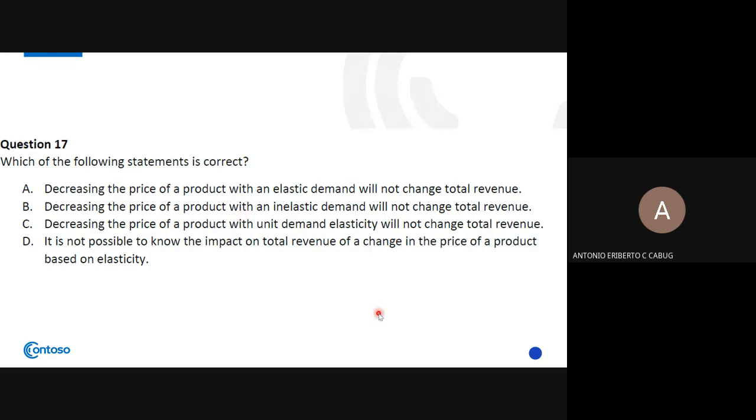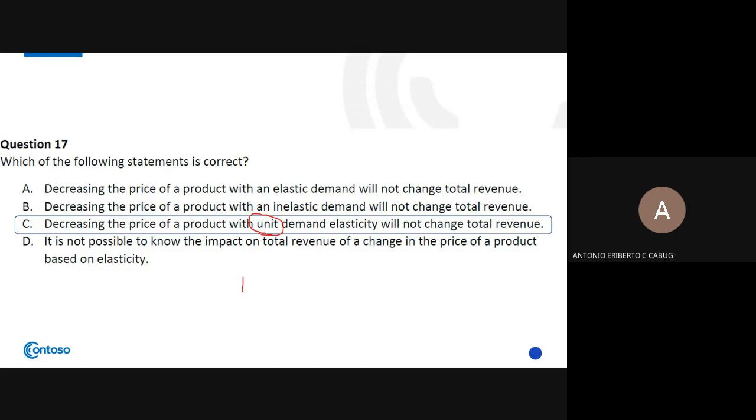Which of the following statements is correct? The correct statement here is letter C actually. When you decrease the price of the product with a unit demand elasticity, pag sinabing unit or unitary, pantay lang yung percentage change ng units tsaka percentage decrease ng price tsaka percentage increase ng units, opposite direction, no? It will not change the total revenue.